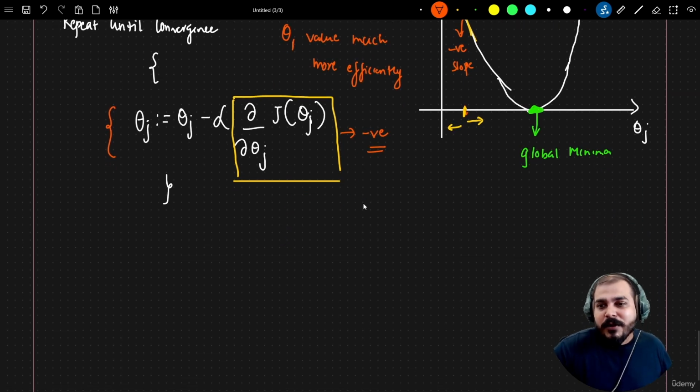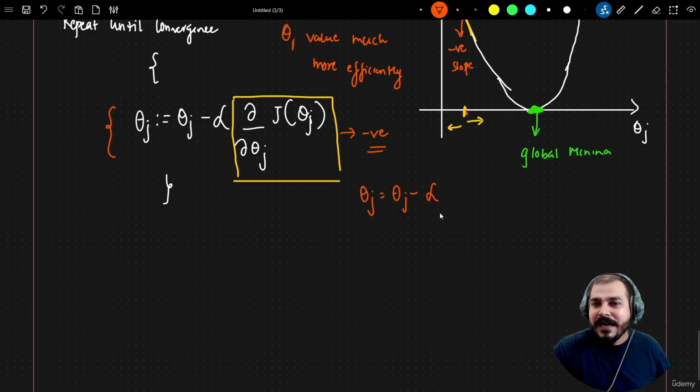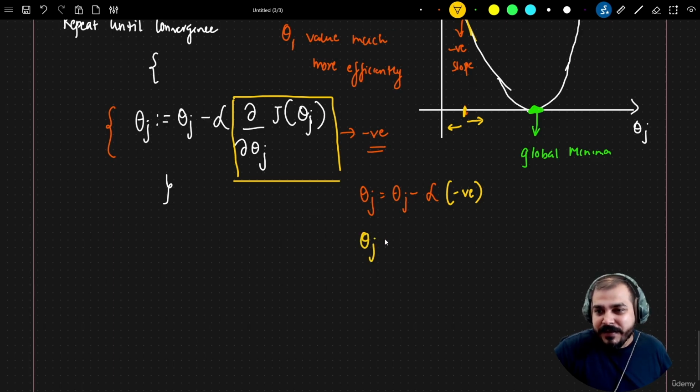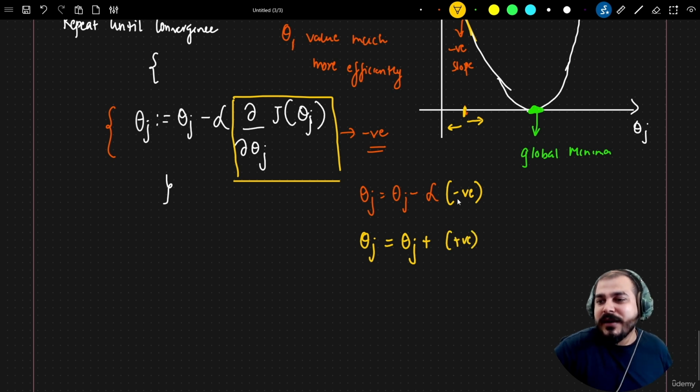So suppose I get a negative slope. In short, I will write theta j is equal to theta j minus some learning rate alpha. I'll talk about why alpha is used, and this will be my negative value. So in short, this indicates that I have to add some positive value to my theta j, because negative into negative will be positive. And it is true over here because I need to basically increase my theta j value.